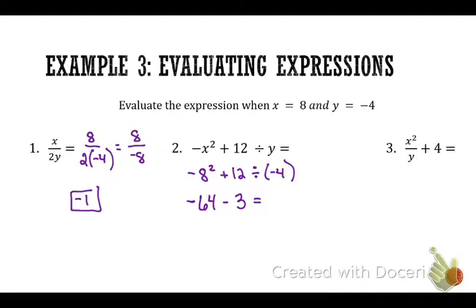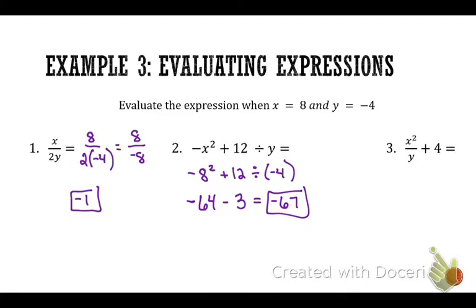Same. They're both negative. Say that's a subtraction sign in front of 3. It is. And subtraction means negative. So they're both negative. Your answer is negative 67. Okay, all right. I want you to try number 3 on your own.